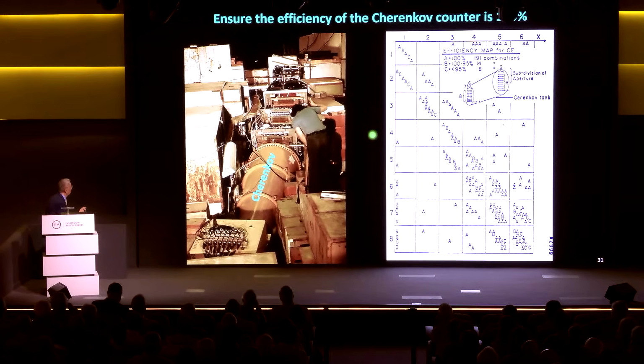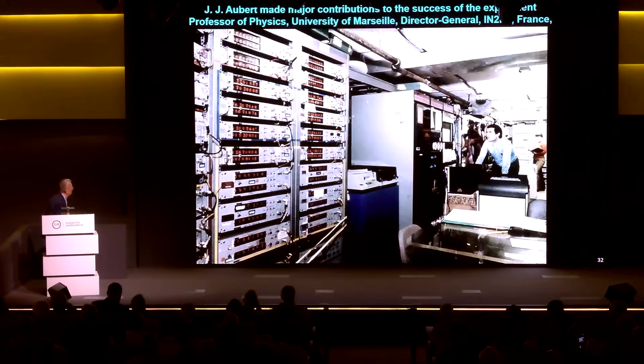These are the Cherenkov counters, and they are measured with many, many points and many combinations to make sure they are close to 100%. And so Jean-Jacques Aubert made a major contribution to the success of the experiment. He later became the Director General of the French funding agency IN2P3.